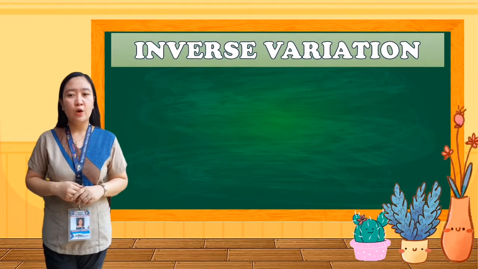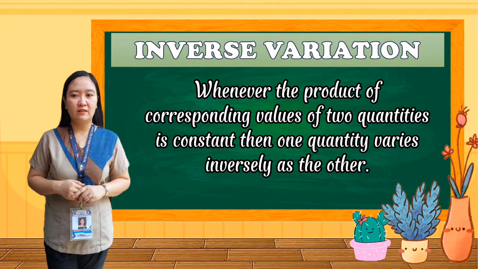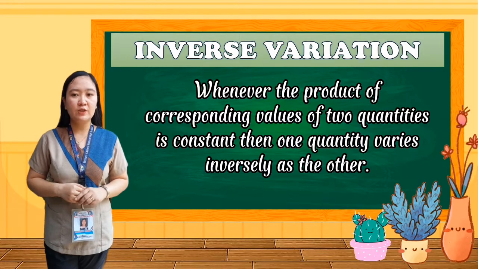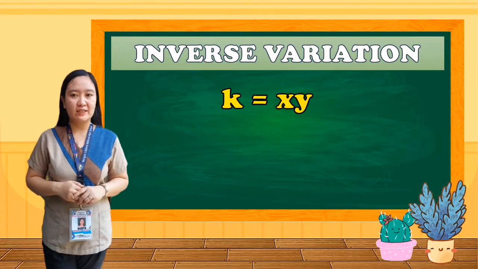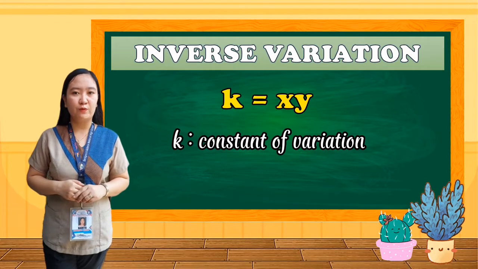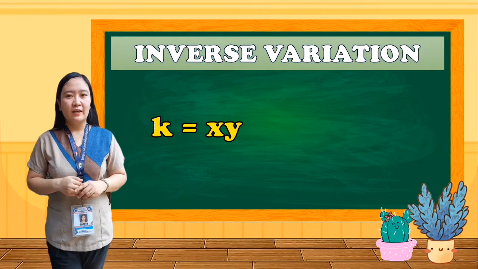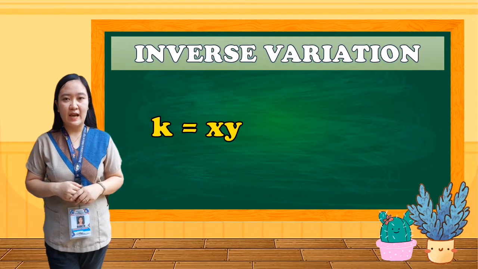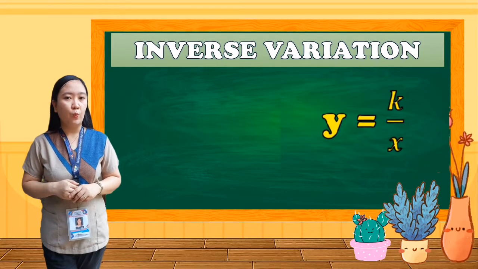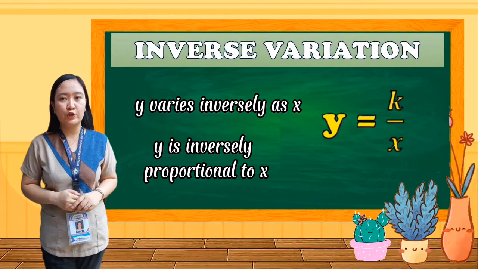In addition to that, whenever the product of corresponding values of two quantities is constant, then one quantity varies inversely as the other. Meaning to say, k is equal to xy, wherein k is the constant of variation that relates the two variables. Furthermore, k is equal to xy can be written as y is equal to k over x, and can be read as y varies inversely as x, or y is inversely proportional to x.